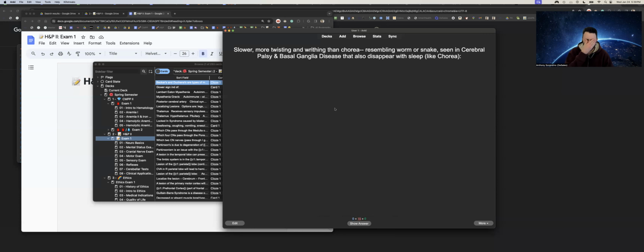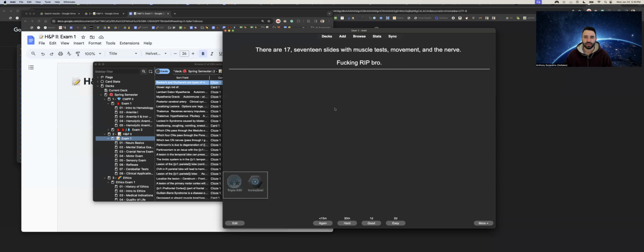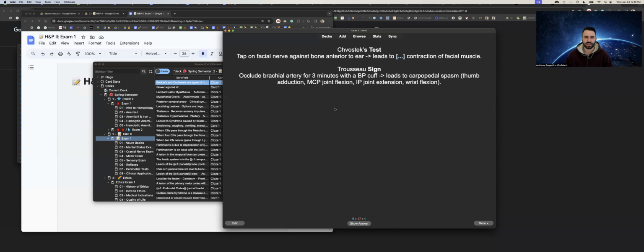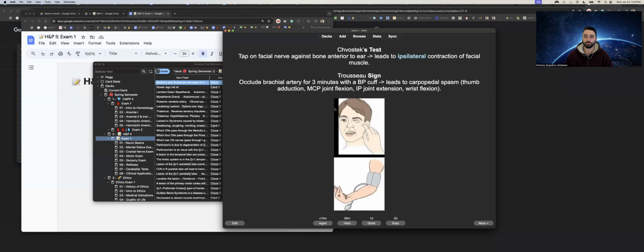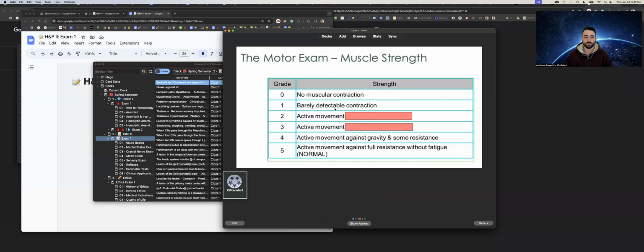Slower, more twisting and writhing than chorea. This is our athetoid, whatever. I'm saying it wrong, but I'll get it. See, now I'm stuck on this. But athetoid. It's almost like a mint, like an Altoid. Chvostek's test, tap on. This leads to ipsilateral contraction of the facial muscle, rather than contralateral.